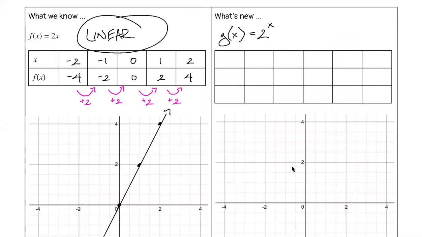Now, we're going to make an XY table. All right, so we're going to put our X values in here. And we're going to use the same X values that we used for the linear function. So I'll go ahead and write in the -2, -1, 0, 1, and 2. Okay. Now, for our G of X, we want to go ahead and plug those numbers in for X.